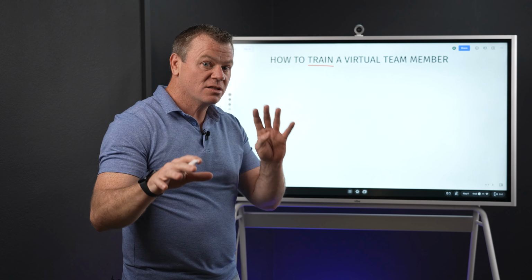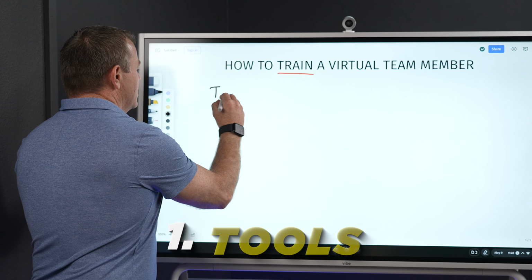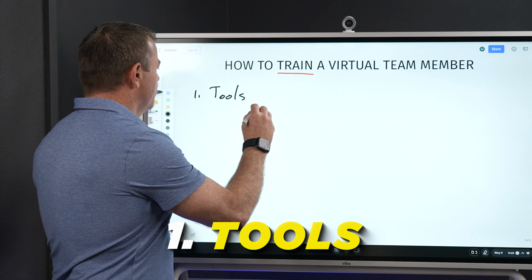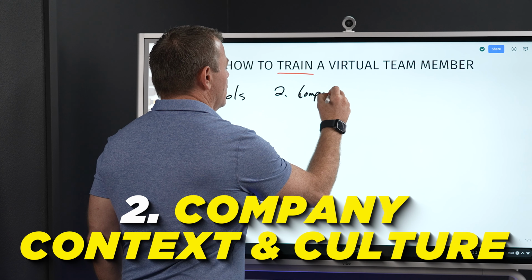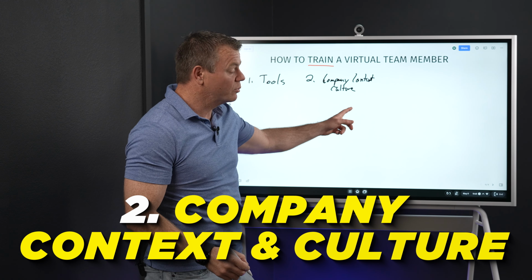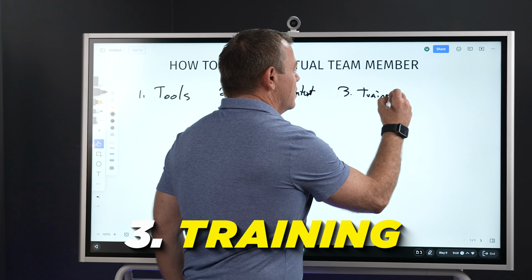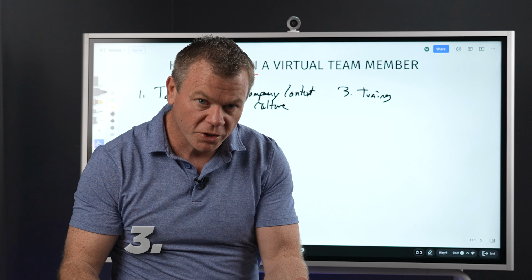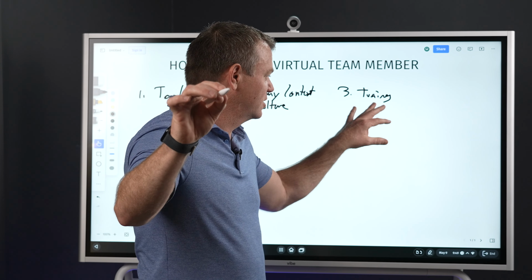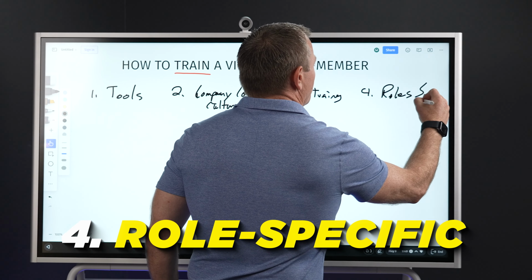Now, we're gonna break this into 4 different sections. It's really important that you understand. The first is just the tools required. The second is just your company context and culture. This is a really big one that a lot of people miss. The third is how to train, really important. You don't have to actually do all the work yourself or rely on your team. There's actually some processes that you can put in place. And the fourth is just the role-specific stuff.